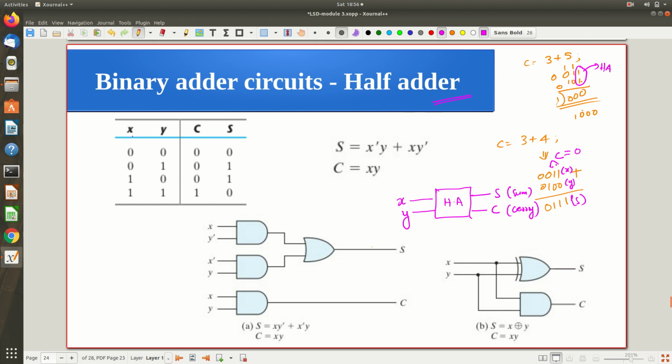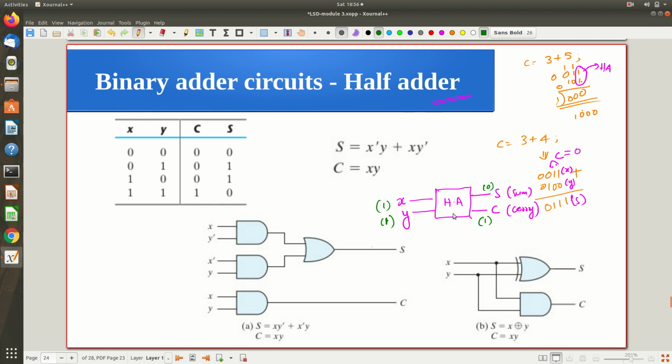So this is the truth table. The x and y possibilities are 0 0, 0 1, 1 0, 1 1. Two inputs are there, so 2 power 2, 4 possibilities. Suppose you are giving x equal to 1 and y equal to 1: 1 plus 1, the sum bit will be 0. And what about the carry bit? There is a carry of 1.